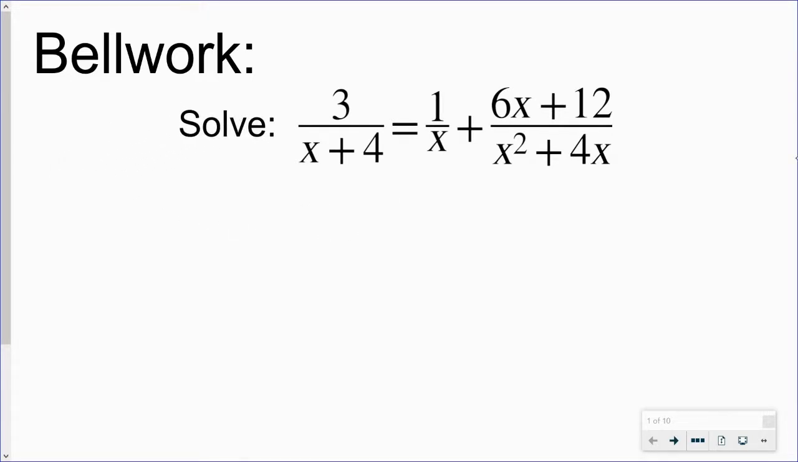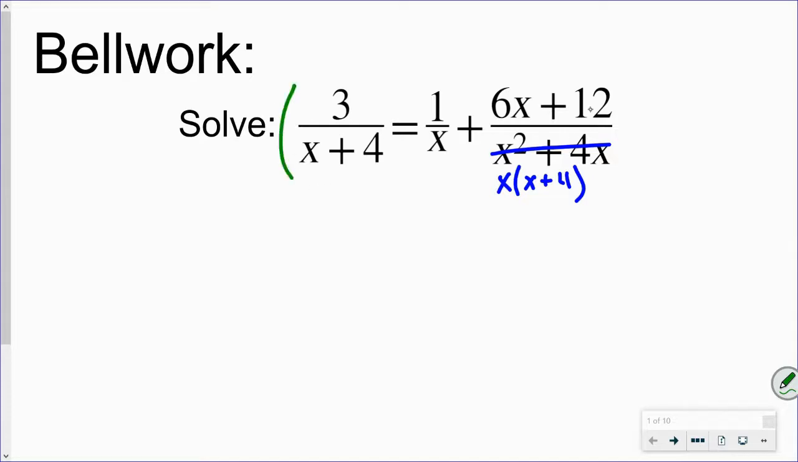Now, the first thing we want to do with these is factor everything. Even the top, because you may be able to cancel something or reduce something right away. So here in the bottom, we're going to factor out just an x. So you have x plus 4. Mark that out. And then this would be a 6 times x plus 2. Nothing cancels there, so we're going to leave it as x plus 2 moving forward.